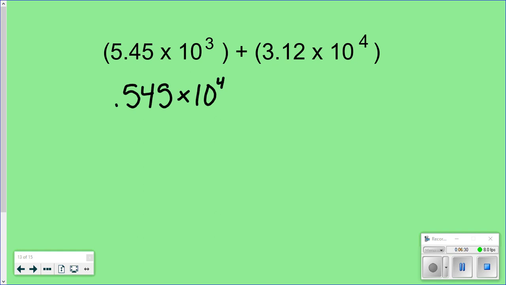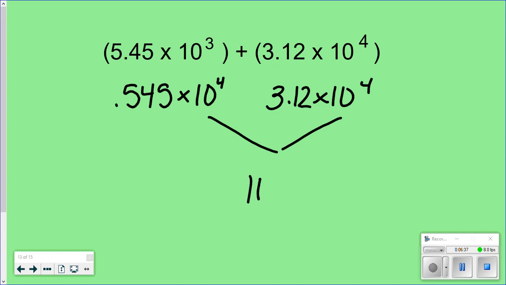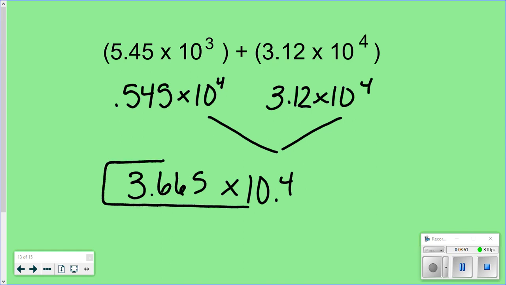Okay. And then this will stay the same. There we go. I'm not going to have to change this one. So it will be 0.545 plus 3.12. It'll be 3.665. There we go. So if you change the little one to the bigger one, most of the time you won't have to make much of a change in your answer.